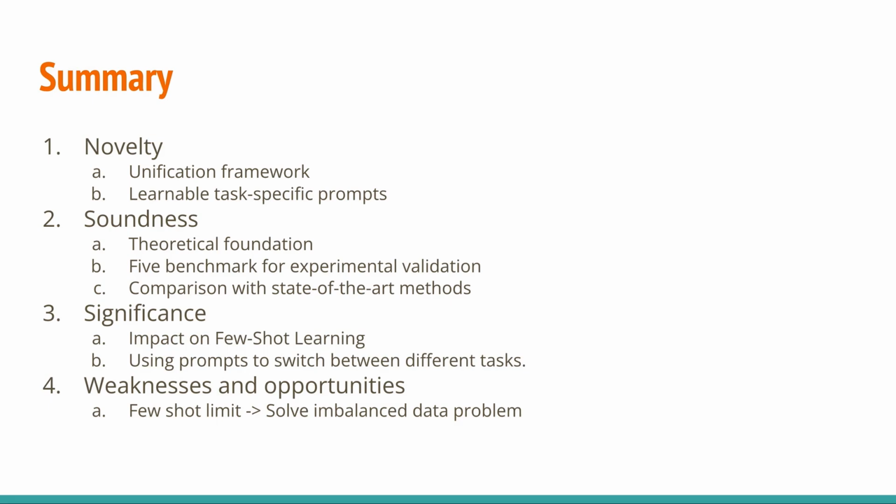Regarding significance, we can see that GraphPrompt is highly effective in few-shot learning, and it uses prompts to switch between different tasks. Lastly, in the graph, we observe that as the number of shots increases, other methods may surpass it. This leads us to consider whether GraphPrompt can be combined with scenarios involving data imbalances to further enhance its advantage.